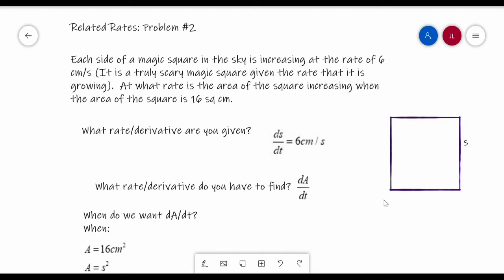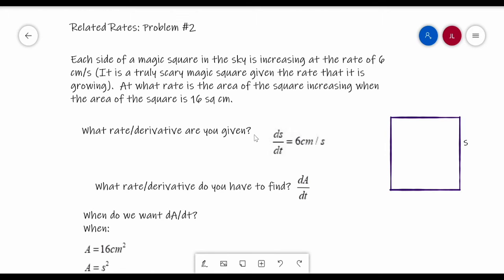And we always draw a picture, but in this case, the picture isn't lending a lot of information. It's just prompting us to name the variable. And we have to know at what rate is the area of the square increasing when the area of the square is 16 square centimeters.